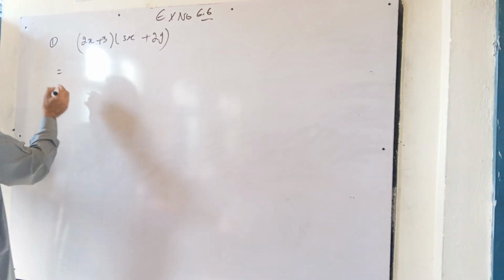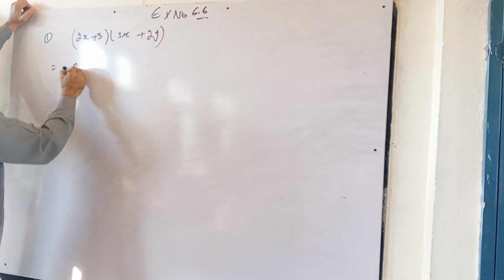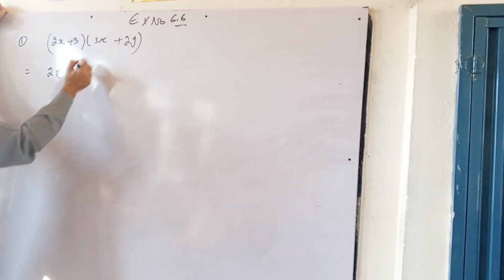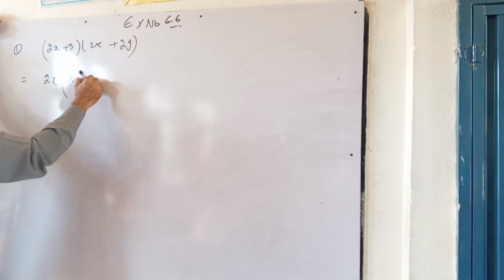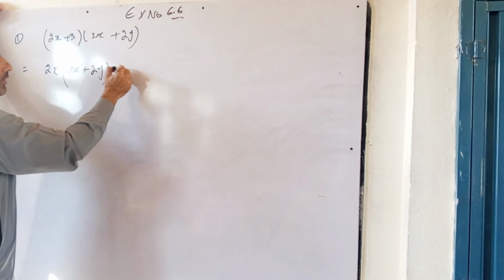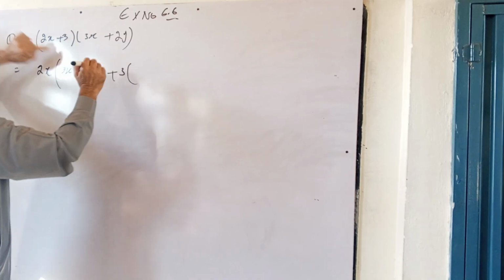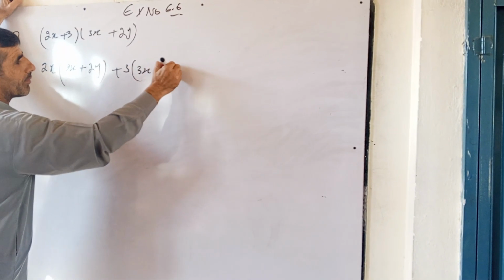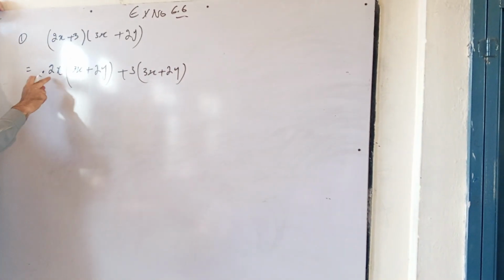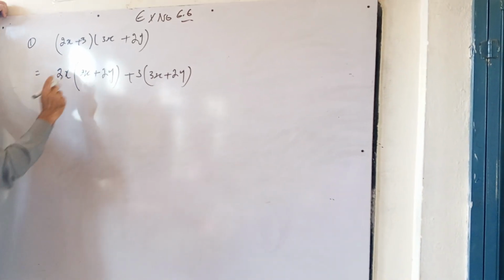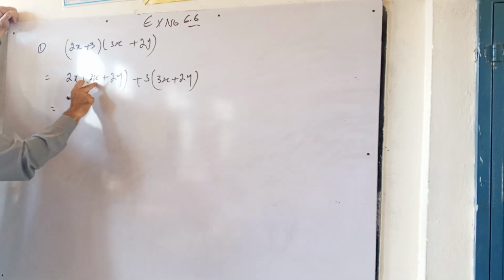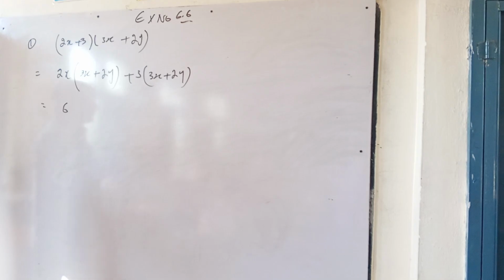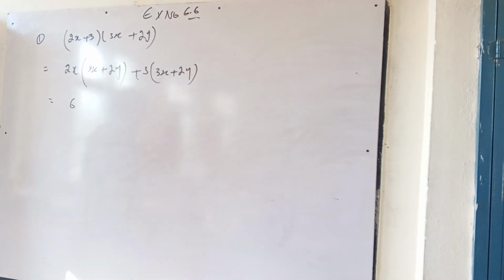Let us see. 2x will be multiplied with the second polynomial. Second polynomial is 3x plus 2y. Now the second term is 3, so 3 will also be multiplied with 3x plus 2y. Now the coefficient will be multiplied with the coefficient, so 2 threes are 6, and this x and this x will be multiplied, but the degree of the x will be added.